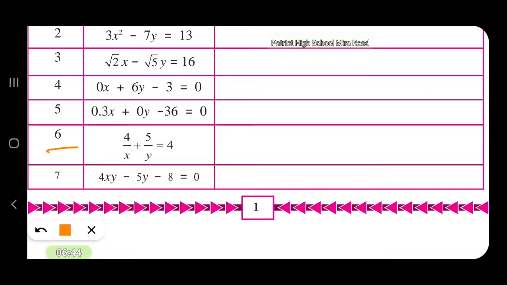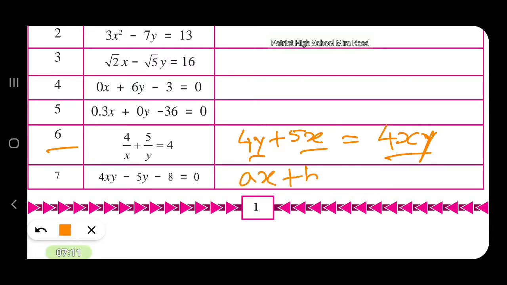The sixth sum. Now here, if we simplify this, if we bring it to the numerators, it will be 4y plus 5x is equal to 4xy. We are having the product of both the variables, which is not the standard form. ax plus by plus c is equal to 0, it is not of this form. So it is not a linear equation in two variables.